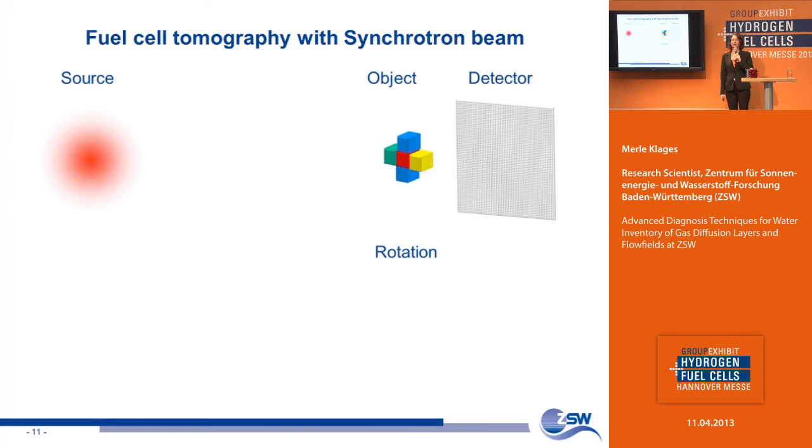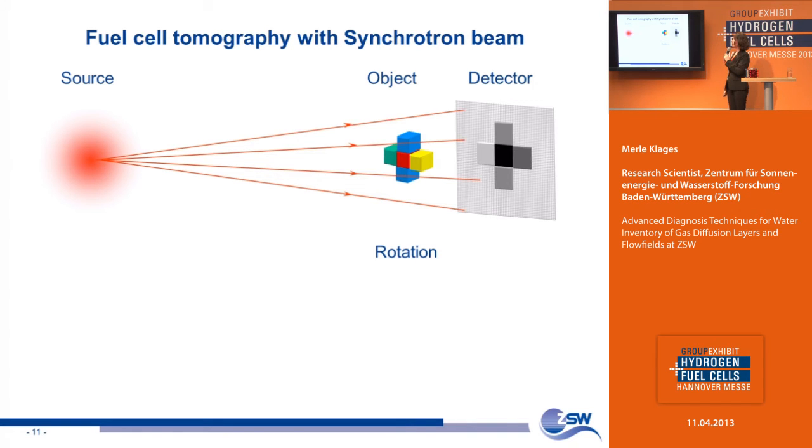Similar to the neutron investigation, we have a source. We radiate an object. The image is stored on a CCD chip, and with a tomography, in contrary to radiography, we rotate the object in small angle steps, and at each step an image is taken, and afterwards they are combined in a 3-dimensional view of the fuel cell.